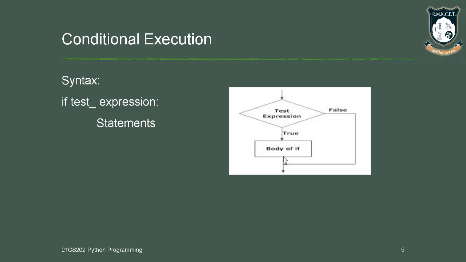After giving you the output, the program will exit, or the program gets stopped. If the test condition, or the test expression, is not satisfied, the Boolean expression is false, and the program will directly close, or exit at that position. So this is the syntax as well as the flow of conditional execution.